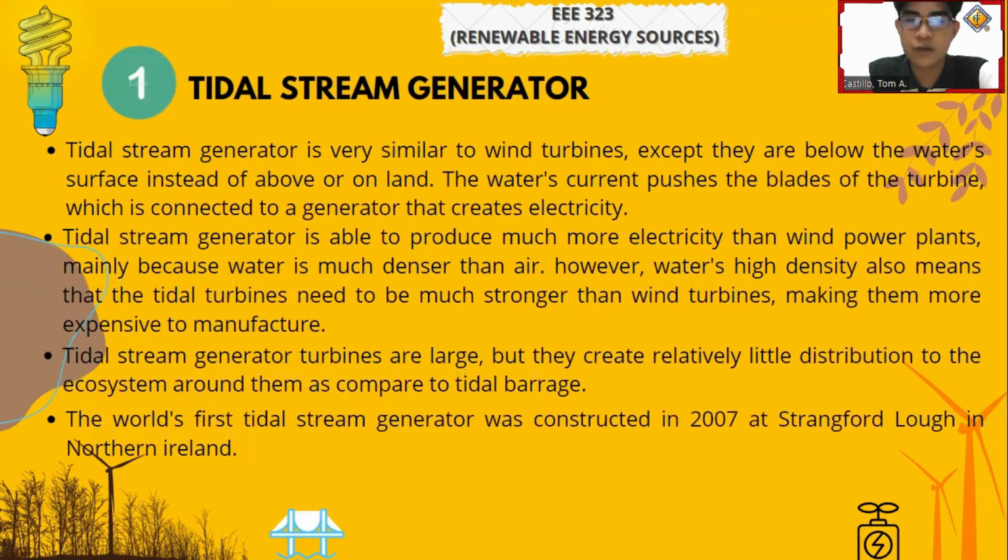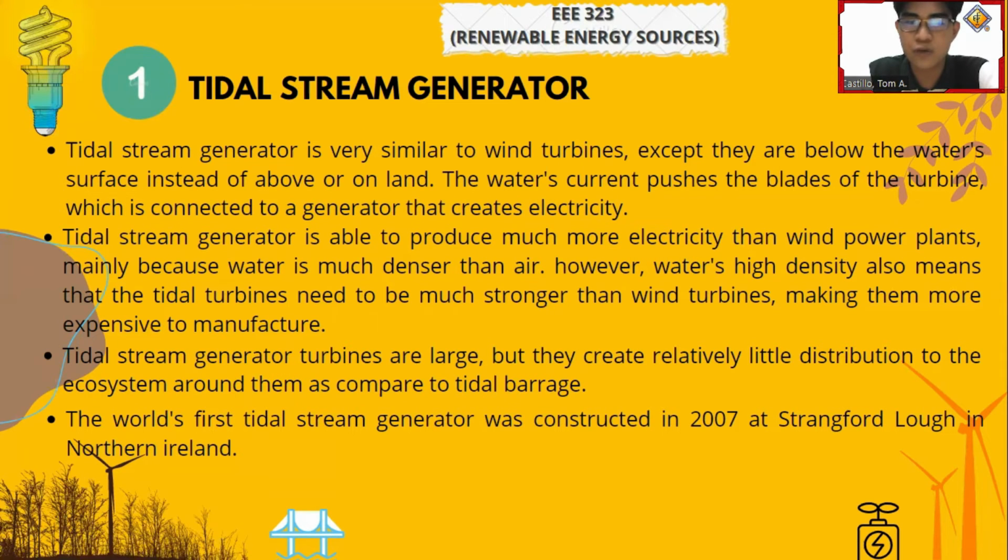A tidal stream generator is very similar to wind turbines, except they are below the water surface instead of above or on land. The water's current pushes the blades of the turbine, which is connected to a generator that creates electricity. Tidal stream generators are able to produce much more electricity than wind power plants, mainly because water is much denser than air. However, water's high density also means that the tidal turbines need to be much stronger than wind turbines, making them more expensive to manufacture.